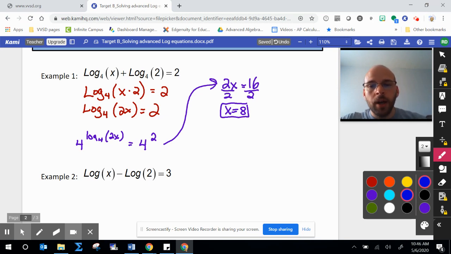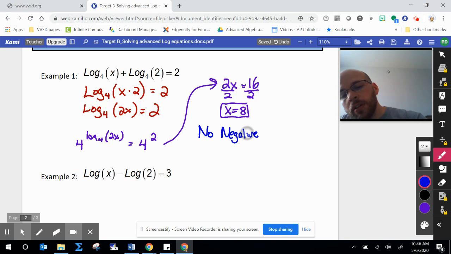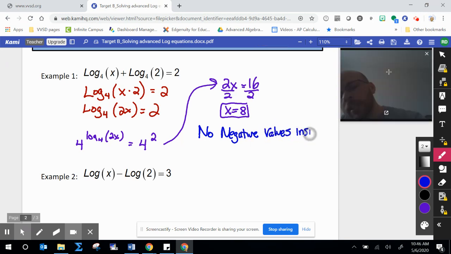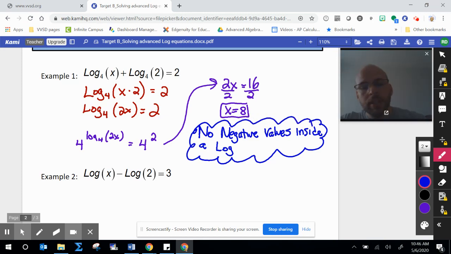Now, rule of thumb, you can have no negative values inside a log. Okay, so this is a big note. You can have no negative values inside of a log.